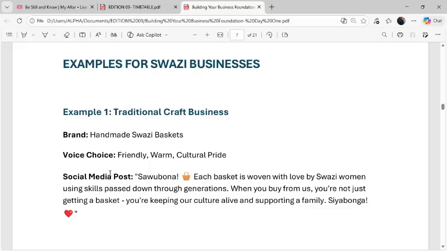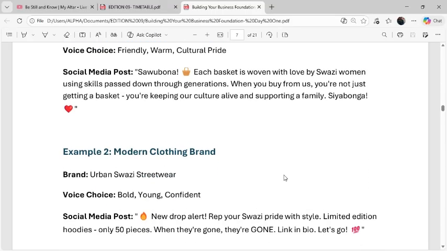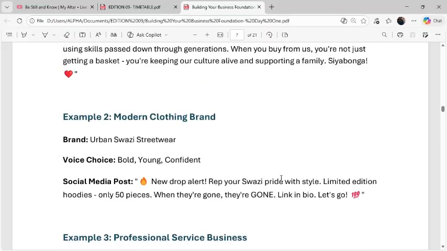Let's look at this second one. This one is urban Swazi streetwear. Bold, young, confident. That is their voice choice. Now, new drop alert. Rep your Swazi pride with style. Limited edition hoodies. Only 50 pieces. When they are gone, they are gone. Link in bio. Let's go. You see? Just like that. This one is for young people. That's why it is confident and bold, the way it has been put right here.